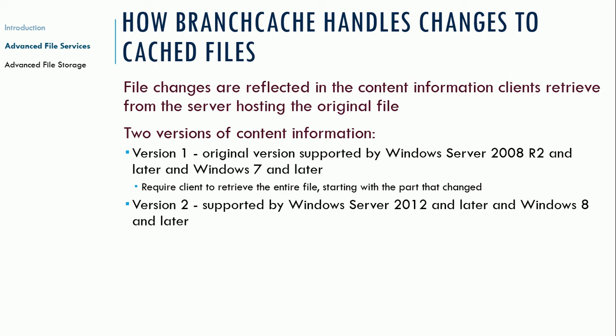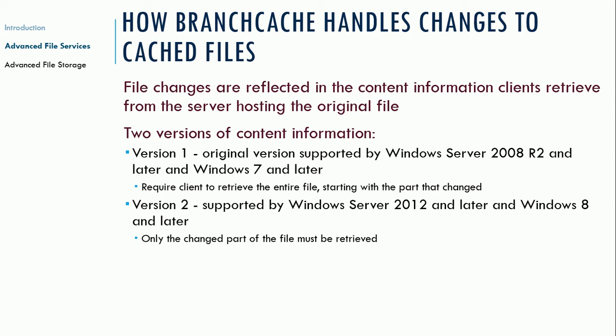Whereas with version 2, which is natively supported in 2012 and later, as well as Windows 8, so that would work with Windows 10 clients, with version 2, it only has to get the part of the file that changed. So you only have to get a smaller payload when a portion of the file is changed. It only has to get that portion. So it makes it a little more efficient in that case.